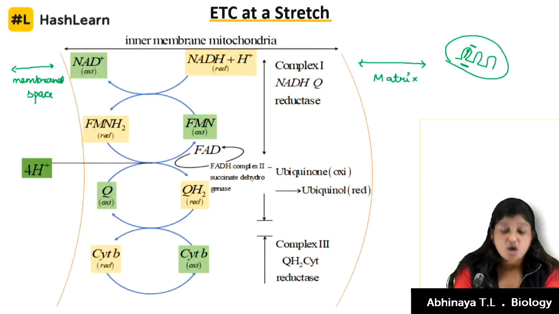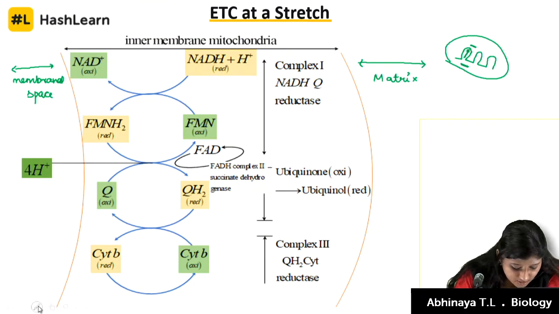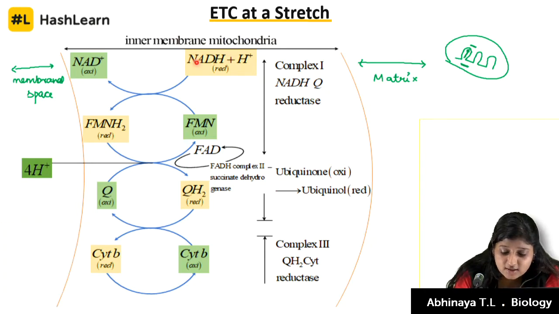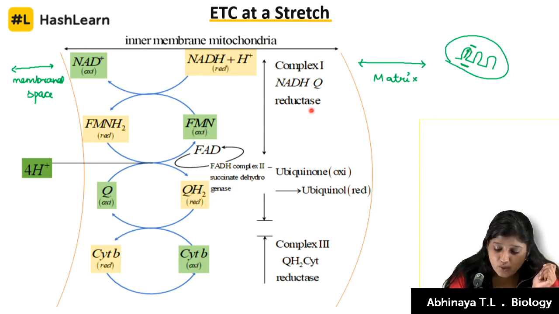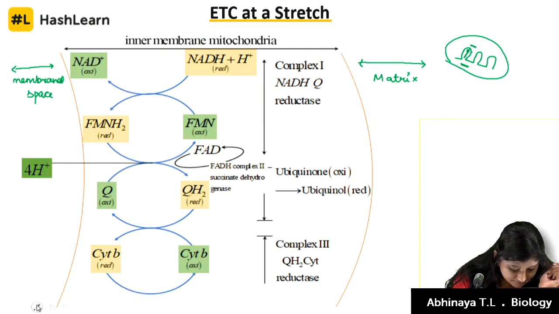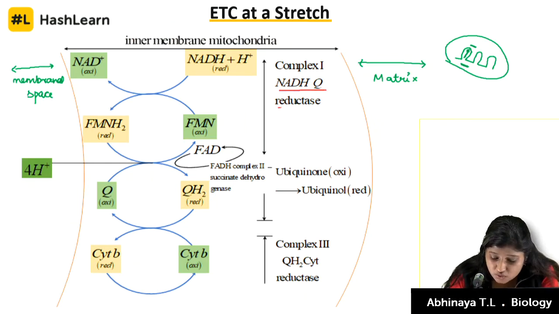So the NADH, as I said, from glycolysis, Krebs cycle and pyruvate, is going to enter. I'm just going to use the laser pointer. It's going to enter into complex 1. You have to memorize a little bit here. Complex 1 is called NADH-Q reductase. It's going to be our complex 1.